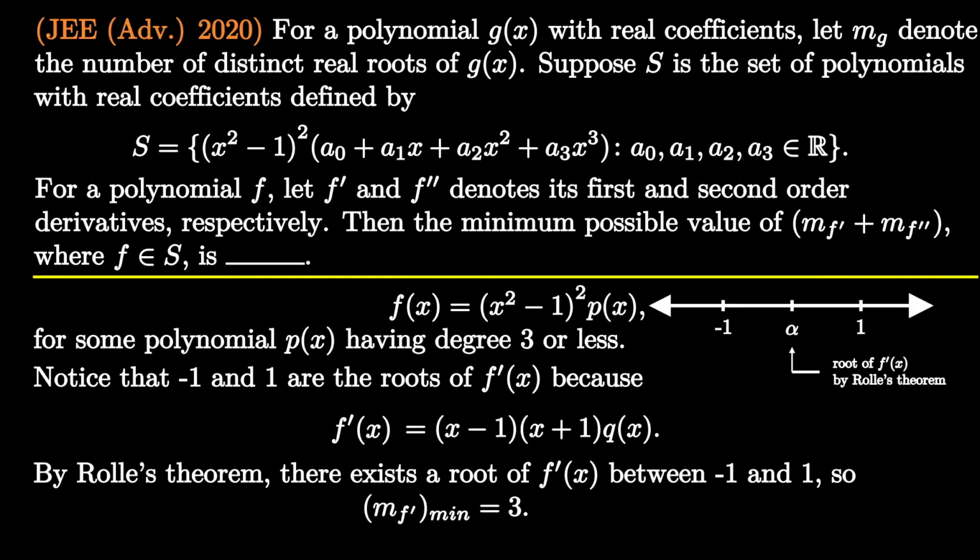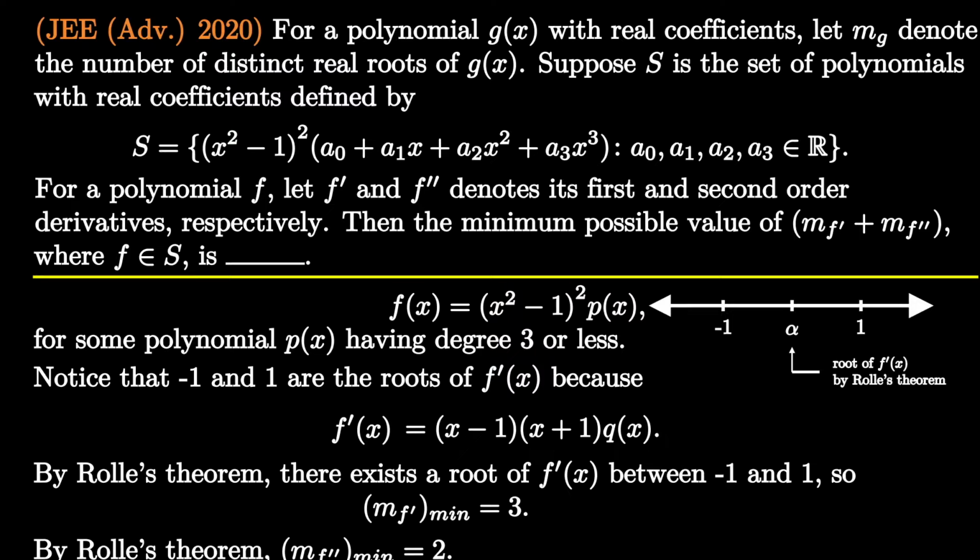Let's move ahead to investigate f''(x). Since there are at least 3 distinct roots of f'(x), by Rolle's theorem, there must be at least 2 distinct real roots of f''(x). So we conclude that the minimum value of m_f' + m_f'' cannot be less than 3 + 2, that is 5. But can we obtain the minimum value 5?